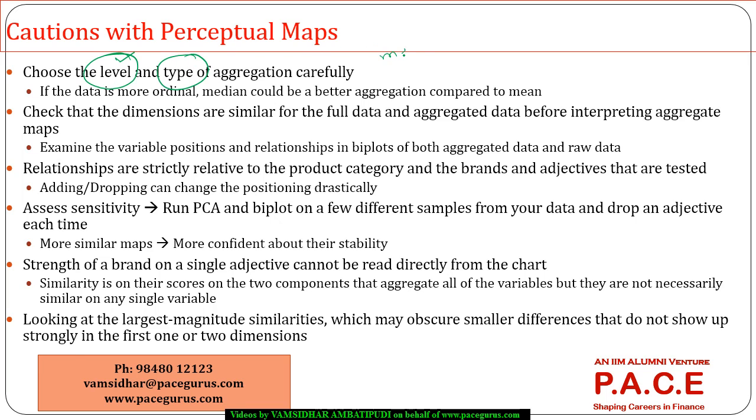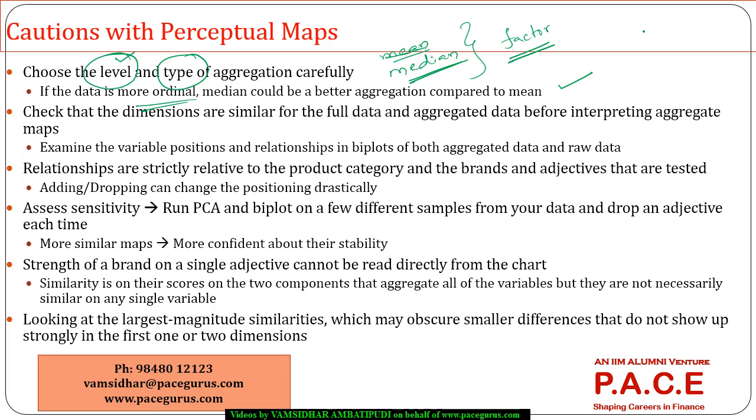Do I need to use mean? Do I need to use median? In some cases, median is a much better aggregation compared to mean, especially if my data is more and more ordinal. And in some cases, how many factors do I have in my data? Do I need to do the aggregation across each of the factors? I need to be very careful in doing this kind of an exercise.